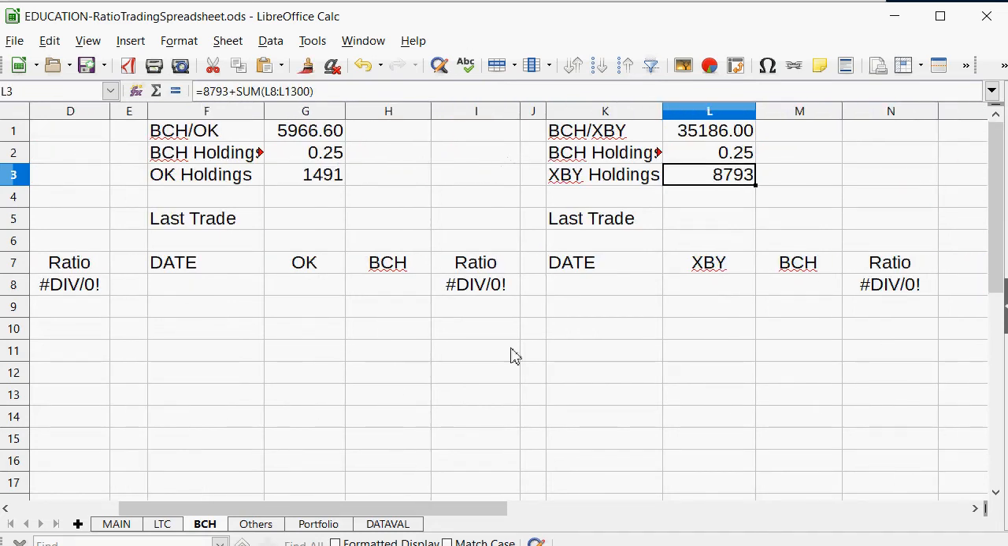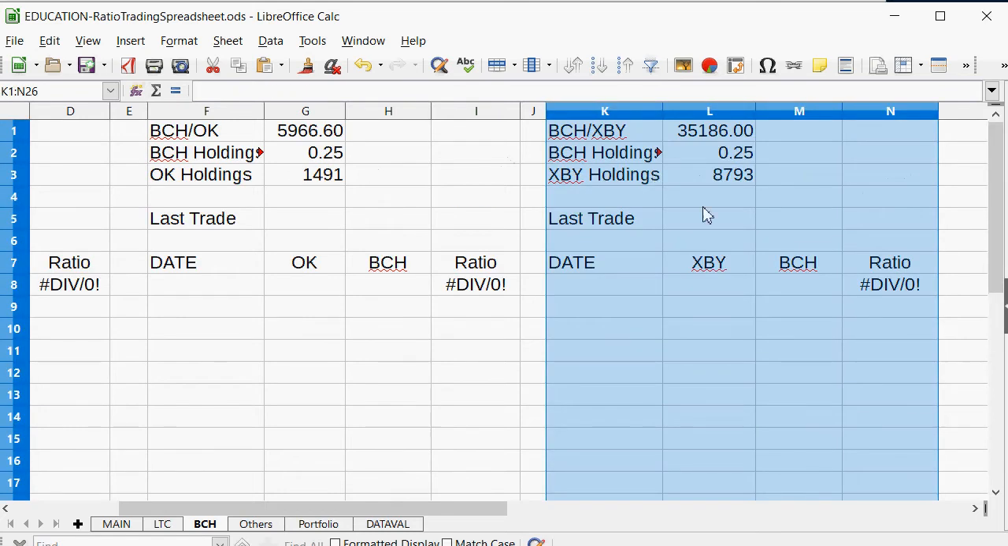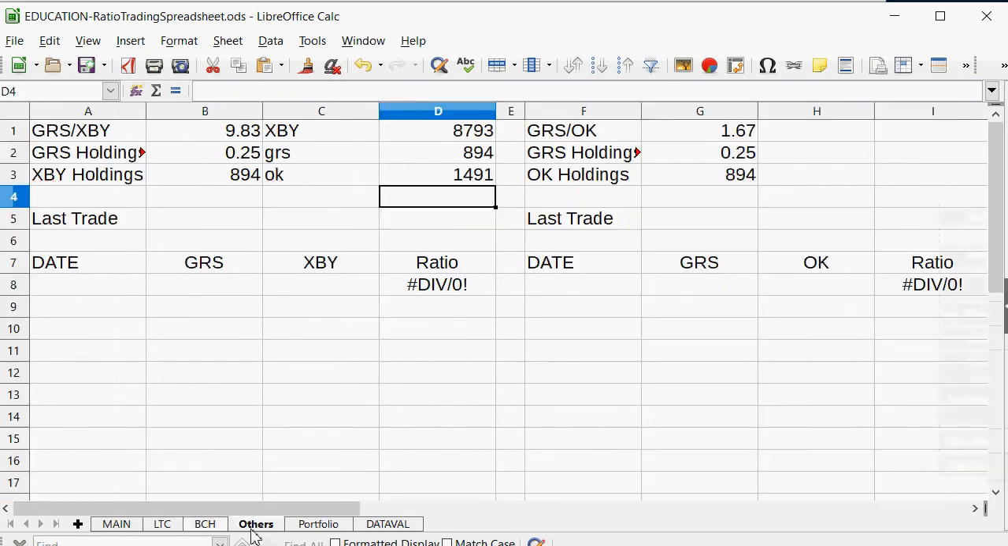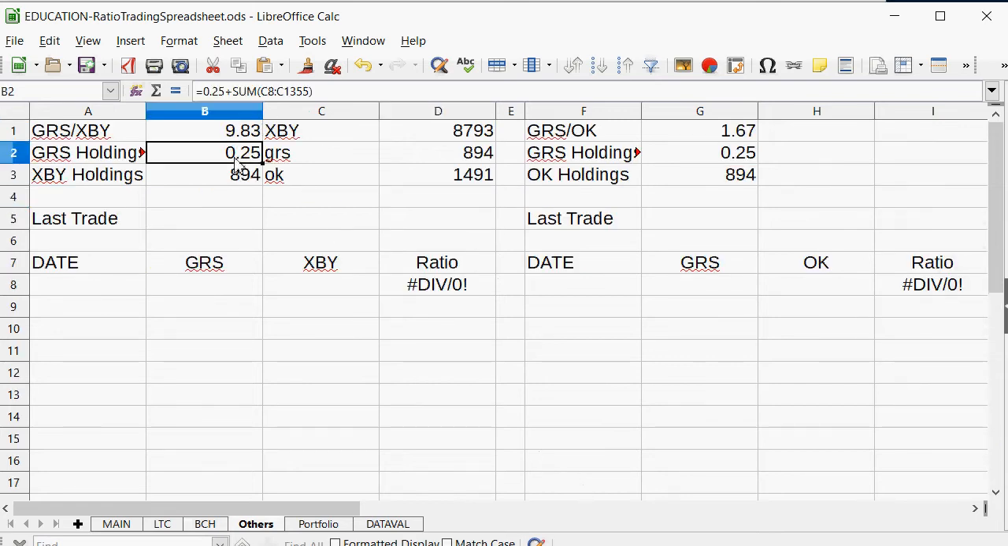Okay, good. So let's just copy and paste this now. I've already done that actually. Okay, didn't need to do that, but anyway, let's go GSR Holdings. So that's 894 plus the sum. And the XBY is 8793 plus the sum.